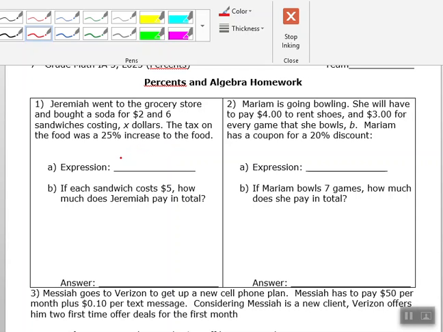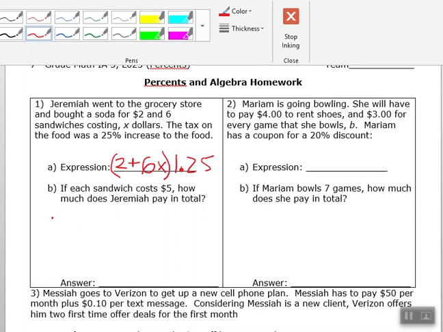All right, so he spent $2 on a soda, plus he got 6 sandwiches costing X dollars, okay? And then it's a 25% increase, so he pays 1.25 of that, 125%. So if each sandwich costs $5, how much does Jeremiah pay in total?